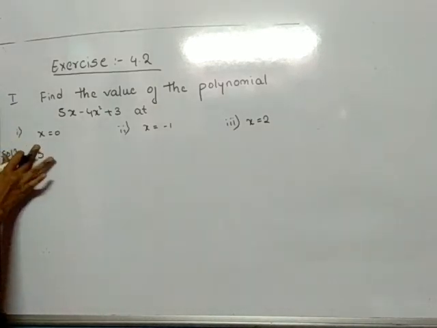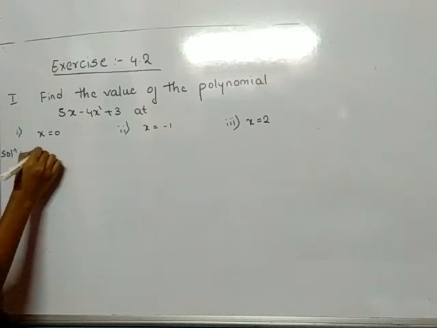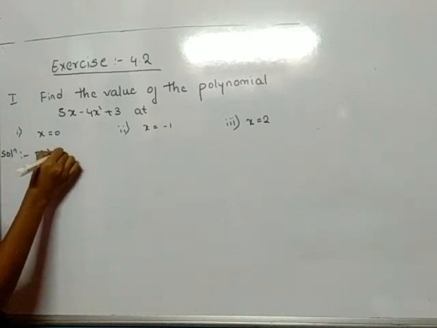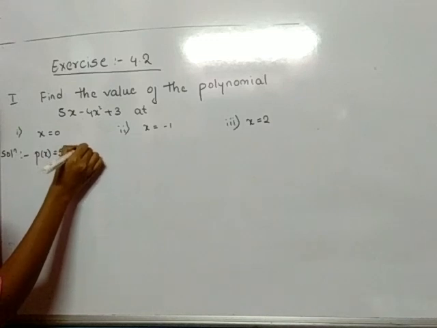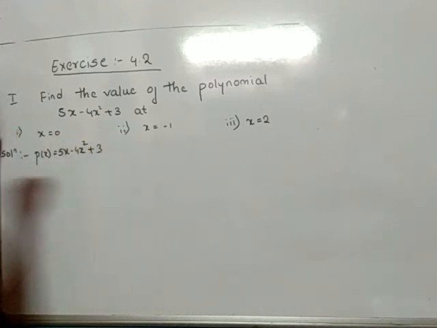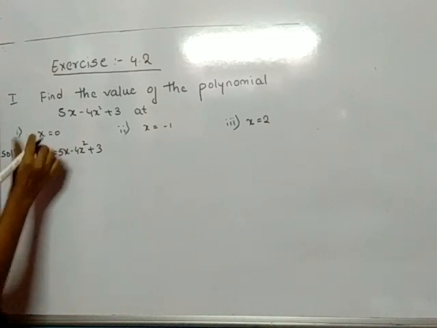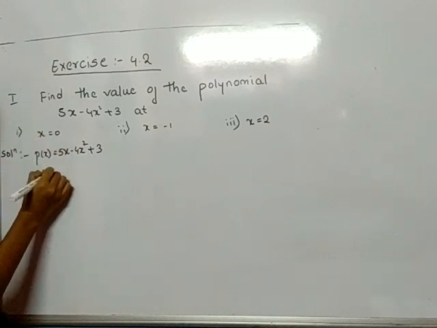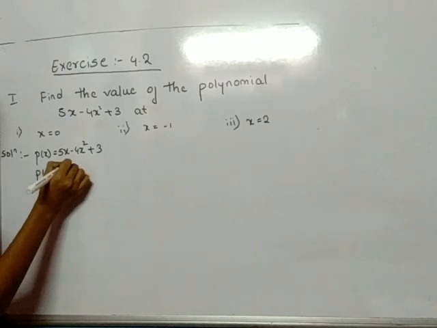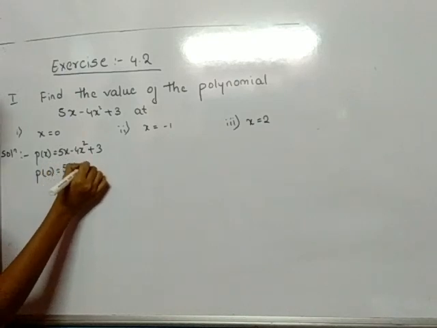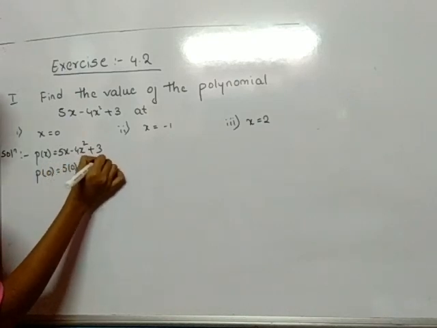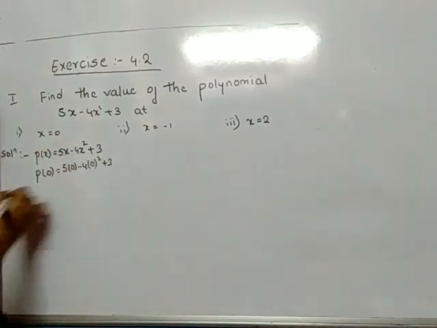First we'll write the polynomial. P of x is equal to 5x minus 4x squared plus 3. This is the given polynomial. Right? Here I am going to substitute x equals 0. Means P of 0 is equal to 5 into 0 minus 4 into 0 whole square plus 3.